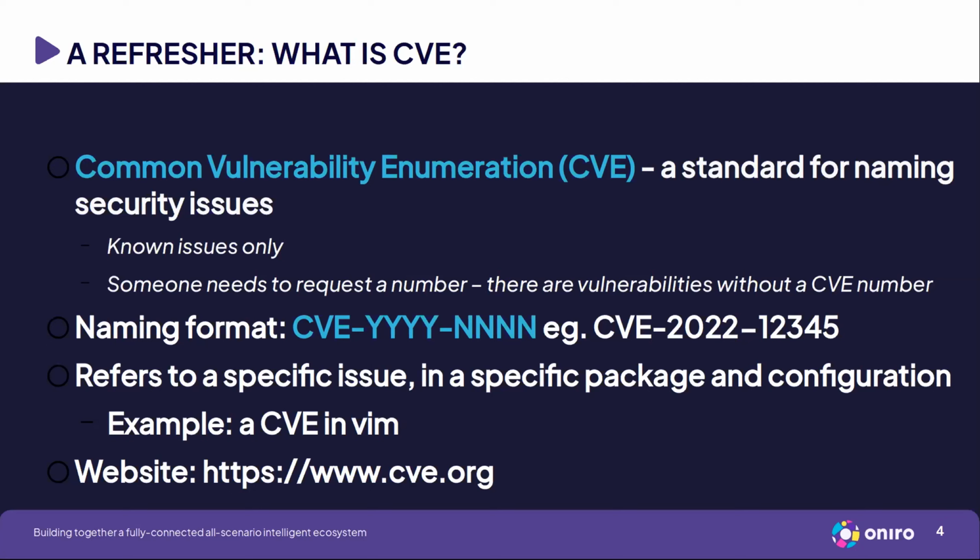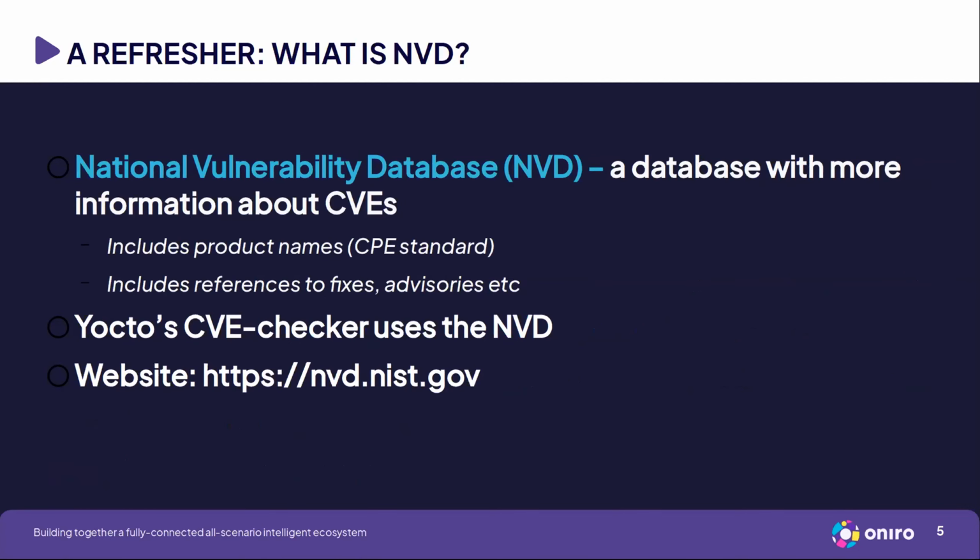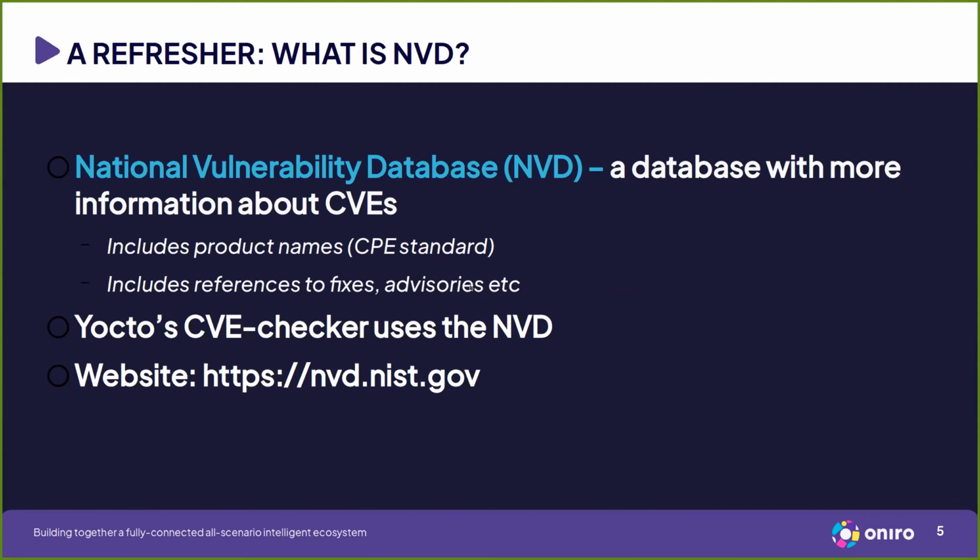There is a new website about CVEs, cve.org, that has been reworked recently and allows you to query the database to look at how it looks. You have seen on the slide how to find it, and you have probably already used it. And then there is a second database called NVD, the National Vulnerability Database.